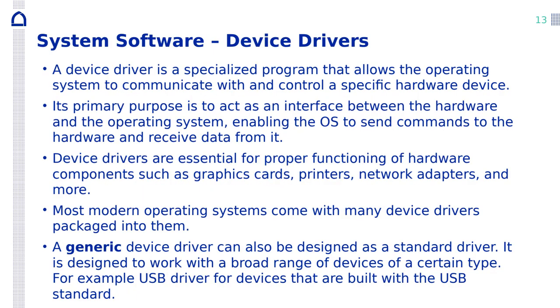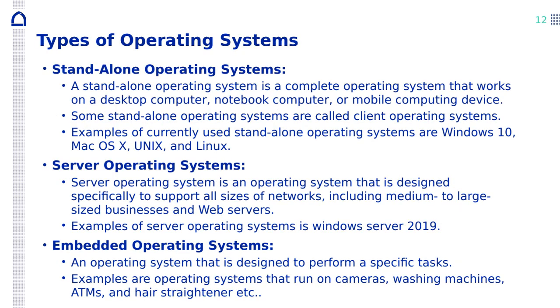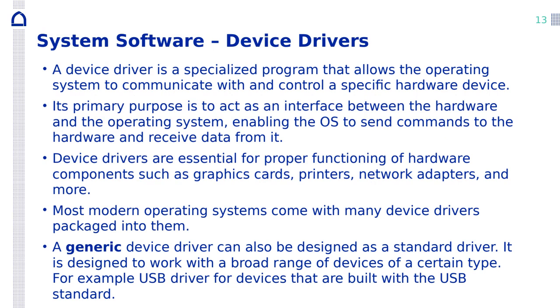System software also includes device drivers. So we talked about the operating system, and we also talked about system software: standalone, server, embedded operating systems, and device drivers. A device driver is a specialized program that comes with the hardware so that the operating system can interact with the device. Like when you purchase a new printer and set it up, you need to install the driver.